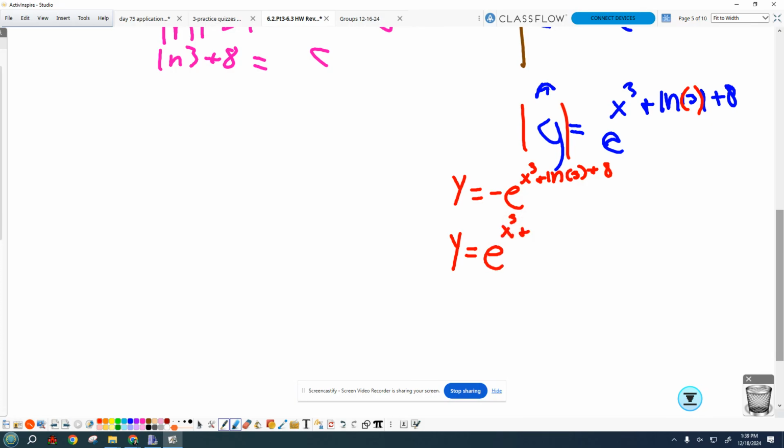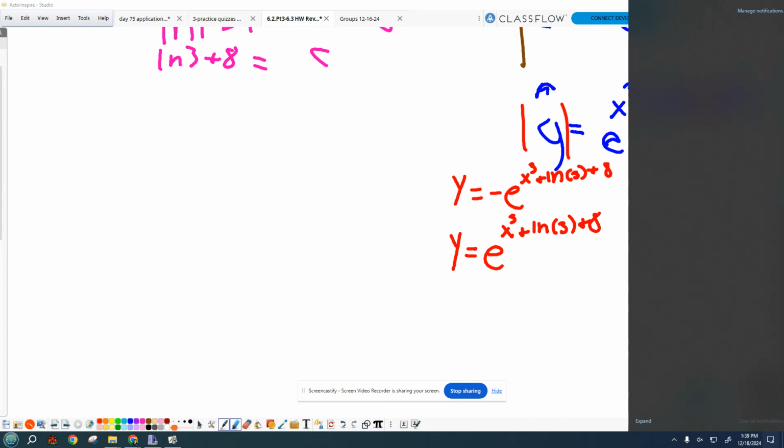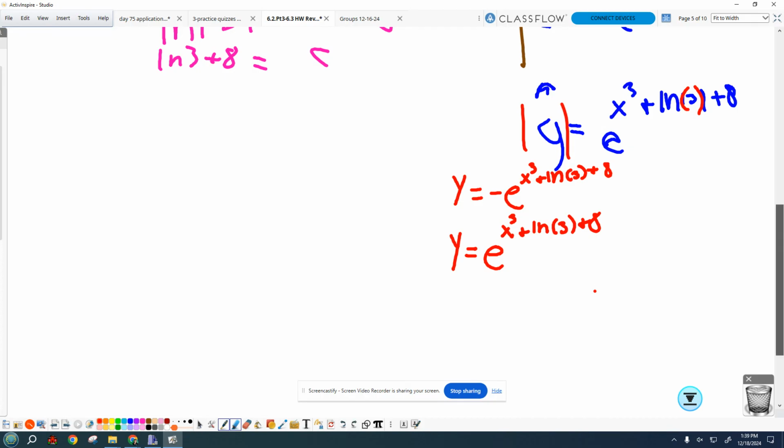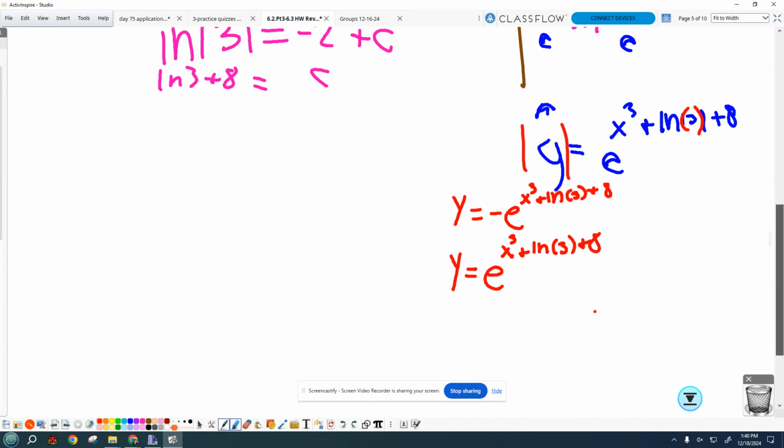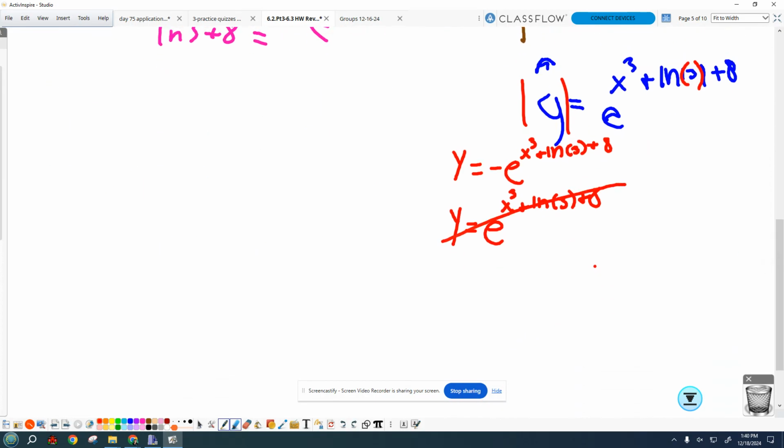So to get rid of absolute value bars, we needed to create 2 equations. Either y is negative of all this stuff, or positive of all this stuff. I remember you talking about this. So I'm in group 5. It's the negative one. Is it positive or negative? Negative, because again, the y value here was negative.